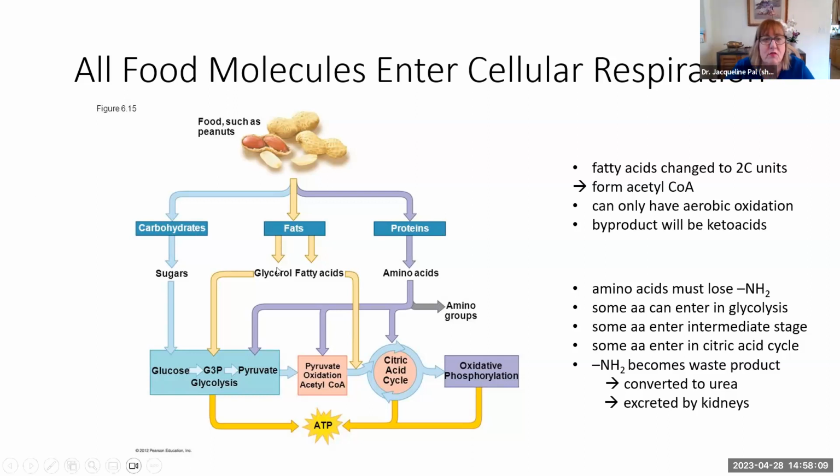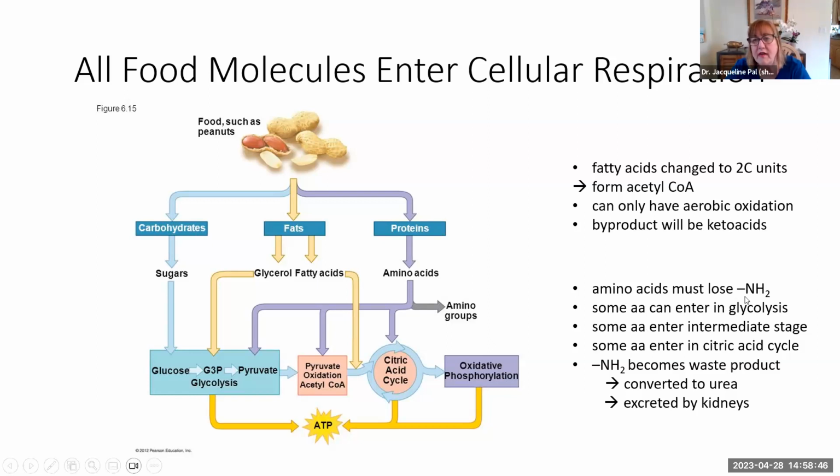And what happens is those 2 carbon chains don't have to go through glycolysis at all. They can enter right there and use the enzyme CoA and form acetyl-CoA. And they only can do aerobic oxidation if they do that because they're not entering in the cytoplasm. And they do have a byproduct of keto acids, which we will talk about much, much later in the course. In contrast, proteins have basically 3 different areas because it kind of depends on the amino acids.